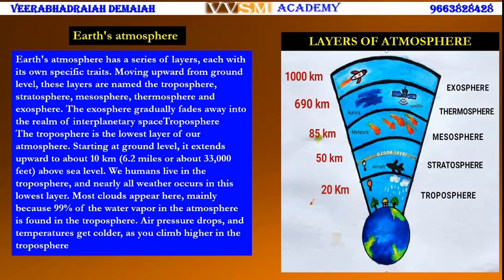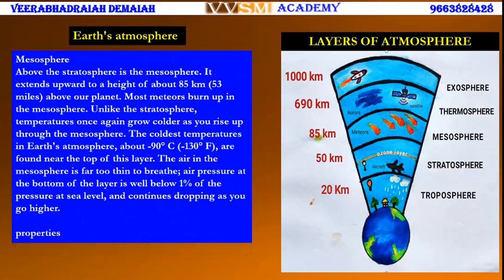Troposphere is the lowest layer of our atmosphere. Starting at ground level, it extends upward to about 10 kilometers, that is 6.2 miles, or about 33,000 feet above sea level. We humans live in the troposphere, and nearly all weather occurs in this lowest layer. Most clouds appear here mainly because 99% of the water vapor in the atmosphere is found in the troposphere. Air pressure drops and temperatures get colder as you climb higher in the troposphere, my dear friends.